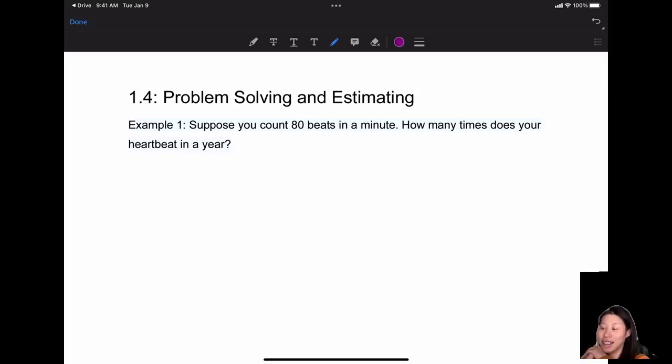Okay, in this chapter, I'm going to talk about more application problems when it comes to unit conversion and proportion. So suppose that you count 18 beats in a minute. How many times does your heart beat in a year?